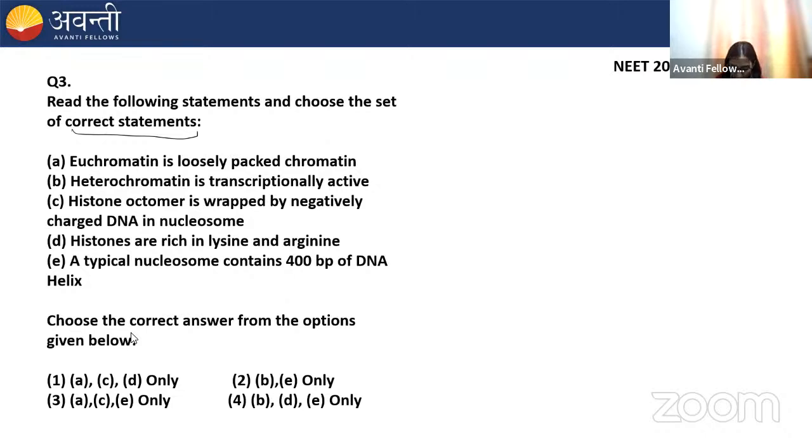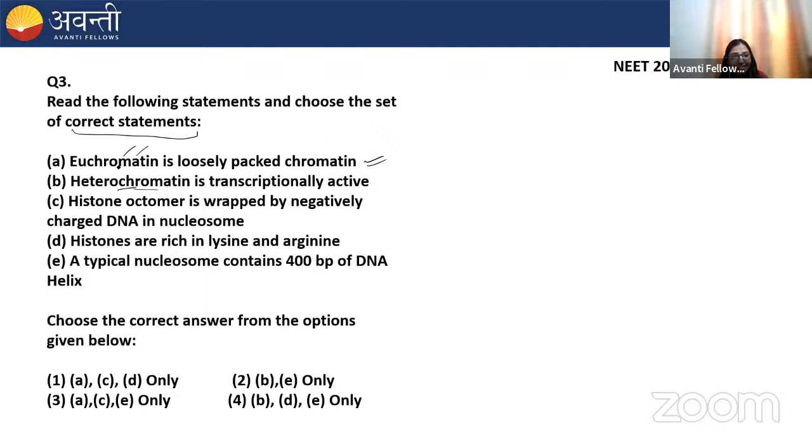Very good, student. First says that euchromatin is loosely packed chromatin. Yes, loosely packed chromatin is euchromatin, and dark and densely packed chromatin is heterochromatin. Euchromatin is transcriptionally active and lightly stained. Heterochromatin is transcriptionally inactive and darkly stained. So euchromatin is lightly stained, heterochromatin is darkly stained. Euchromatin is transcriptionally active, heterochromatin transcriptionally inactive. Remember this. These are very important points.